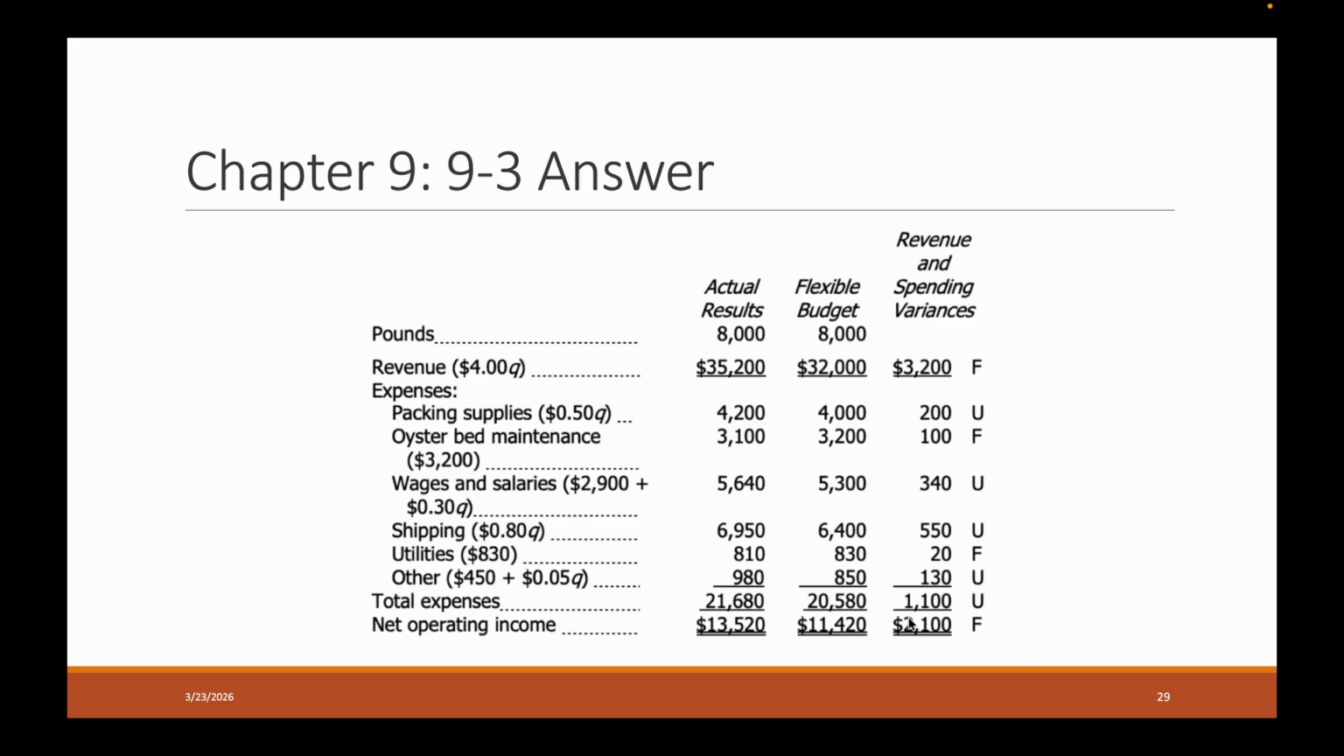So the final net operating income, the final letter you need to focus on in this problem, is F. We ended up the whole problem favorable despite being unfavorable in most of our expenses.